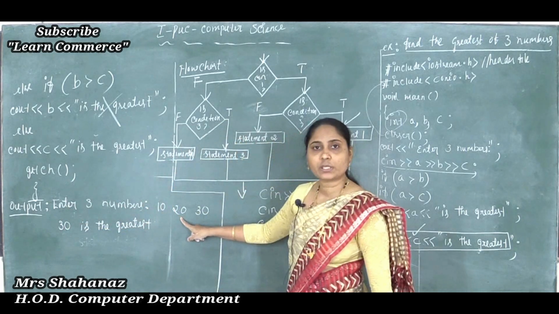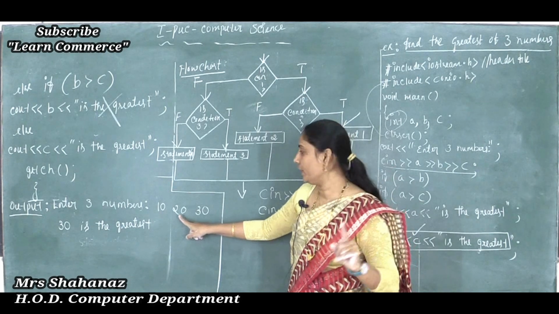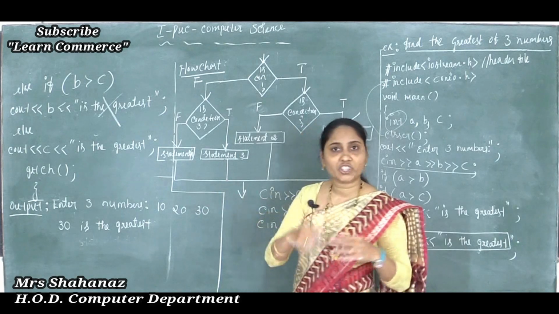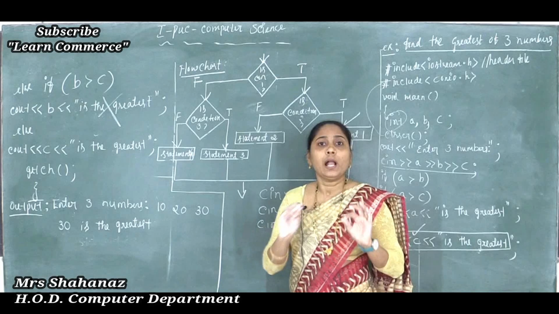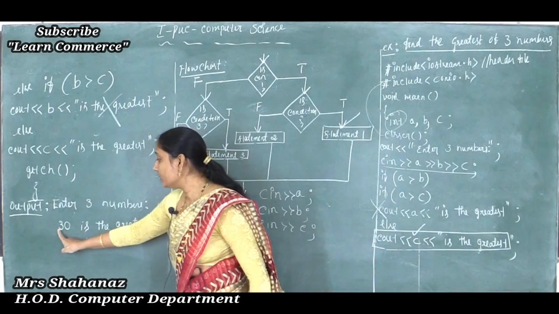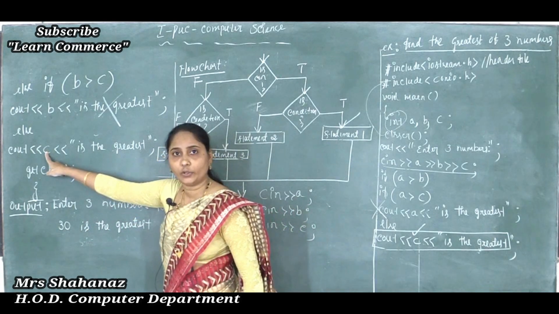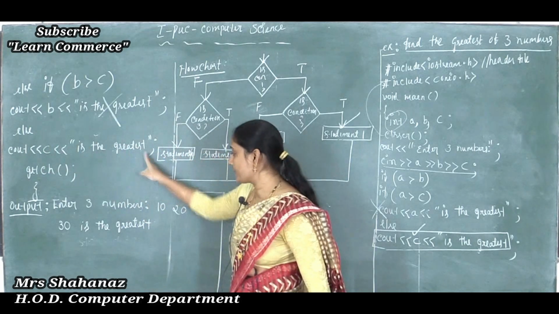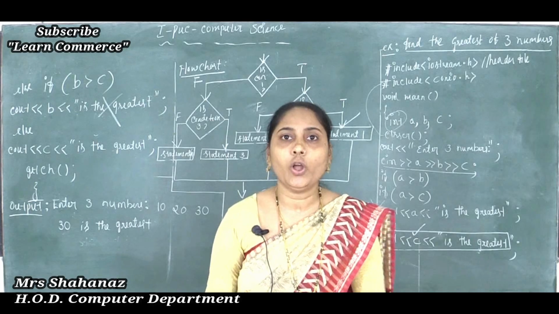We need to give some numbers to the variables A, B, C. So A is 10, B is 20 and C is 30. We know that after checking all those conditions, it is going to display the answer here. So lastly it is going to display the answer as 30 is the greatest. Clear this point? So C, that means it is going to display the value of C. So C is the greatest. The double quotation will not appear. Clear the point? Okay, thank you.